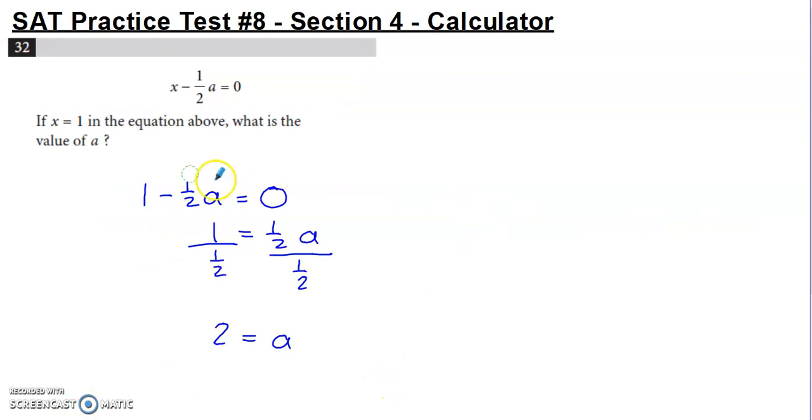Next question says if x is equal to 1 in the equation above, what is the value of a? So I literally just put 1 in place of this x, and now I want to isolate a. So what I chose to do is add 1/2 a to the right-hand side of the equation, and then divide both sides by 1/2. And 1 divided by 1/2 is really the same as 1 times 2 over 1. You can do that on the calculator. You've got to be careful. Use parentheses around that denominator, but you should end up with 2 for your answer for a.